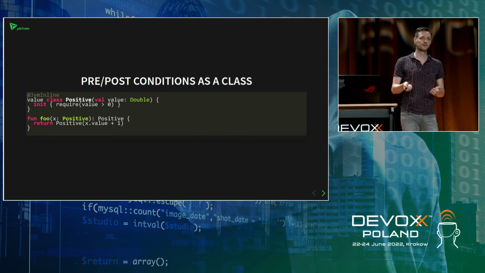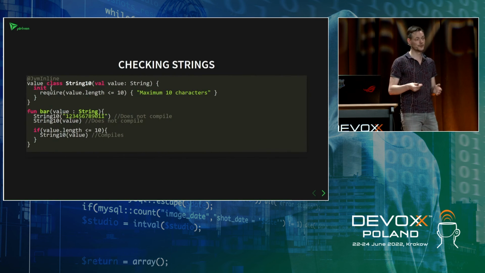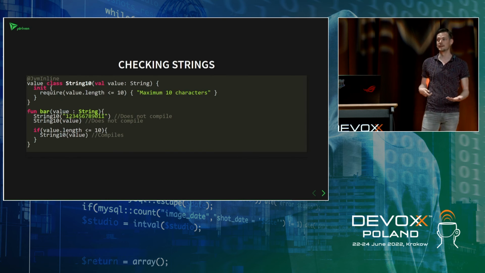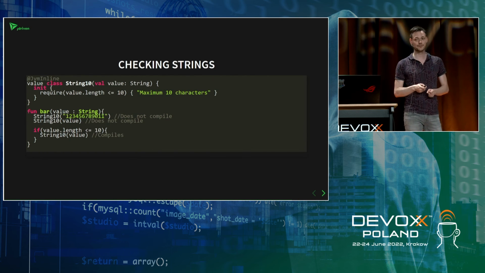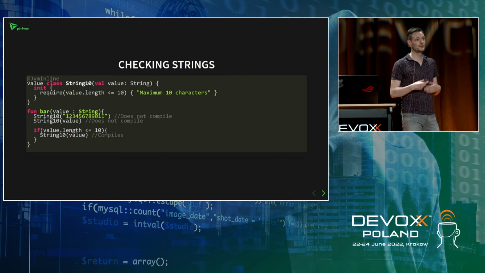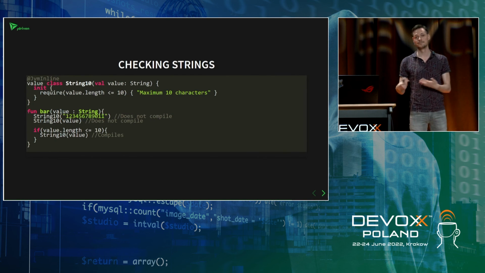It doesn't only work for integers. You can also make it work, for example, for strings. Like if you have a certain database constraint that a string should only be a maximum of 10 characters, we can actually define a class that checks for that. And now the compiler won't allow us to create strings that are longer than 10 characters until we've actually proven to the compiler that we're doing it okay.